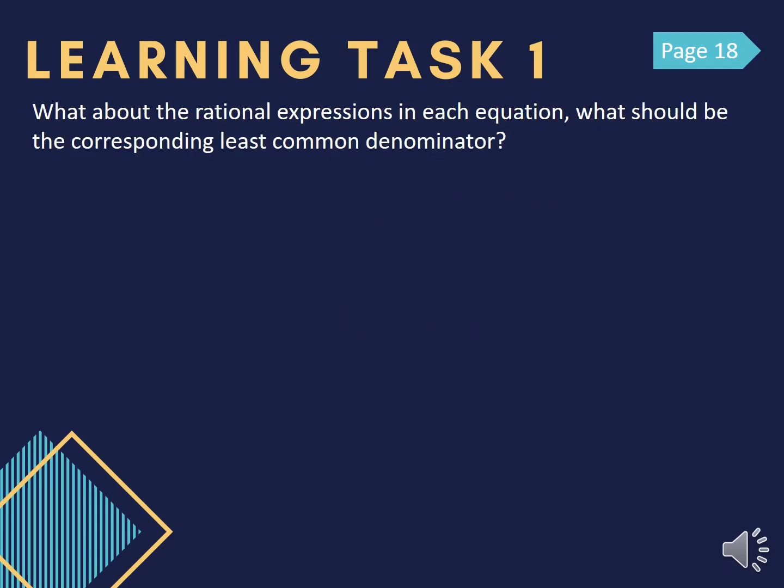Now in our second part, what about the rational expressions in each equation? What should be the corresponding least common denominator? So the given is 1 over x plus x over 2 is equal to 11 over 6. So this is an example of a rational equation since we already have an equal symbol here. So this represents an equation. Now, the denominators are x, 2, and 6. So how are we going to find the LCD?